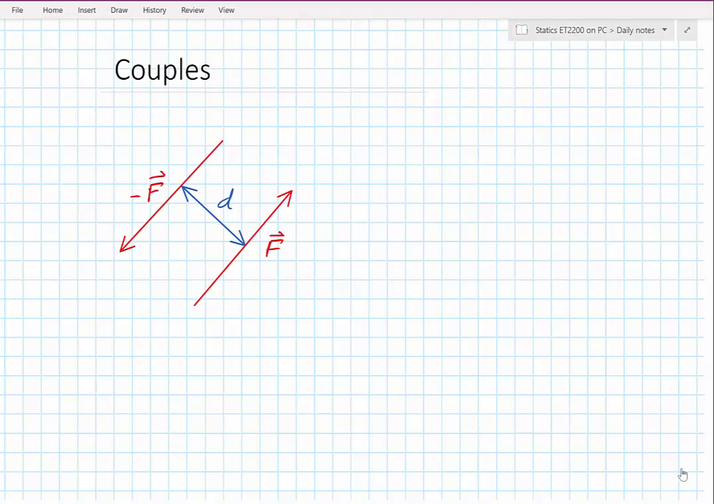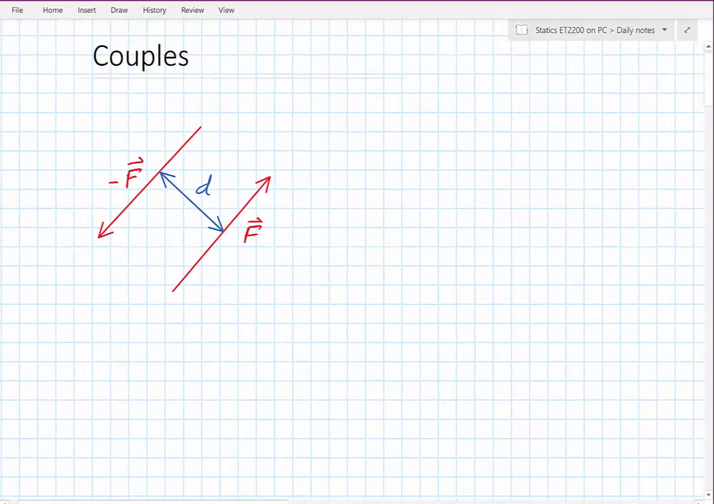All right, welcome everybody. Today we're going to continue on with this idea of a moment, but this is going to be a little different because up to this point, what we've been talking about when we say a moment is a force times some kind of lever arm, or a force times a distance. We did moment about a point, we did moment about a line. This one is going to be moment of a couple.